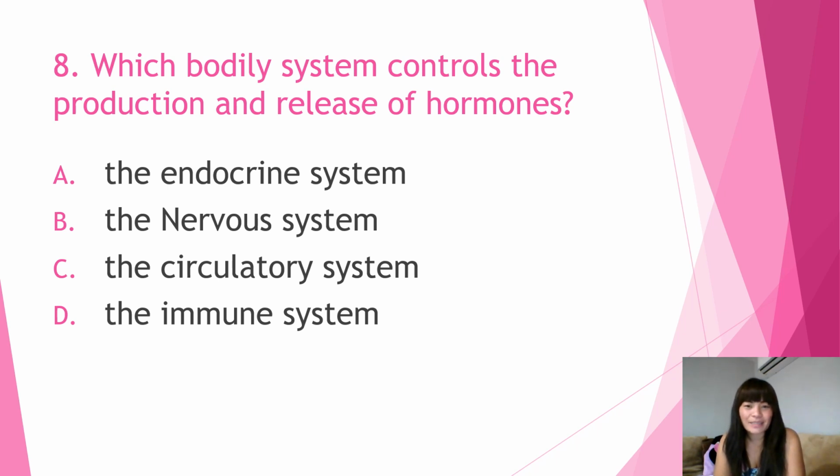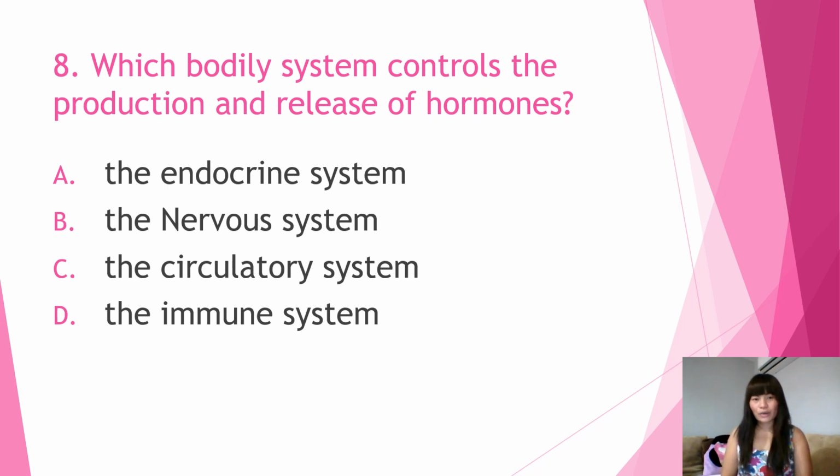Which bodily system controls the production and release of hormones? Sorry, I can't sit straight. Okay. Which bodily system controls the production and release of hormones? A, the endocrine system. B, the nervous system. C, circulatory system. Or letter D, the immune system.